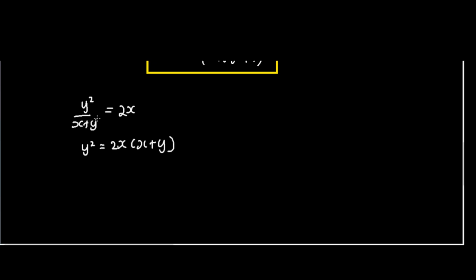You happen to find that when you multiply it here, it will cancel with that, and it will only remain on this side here. So we shall have this simplified further to y squared being equal to 2x squared plus 2xy.